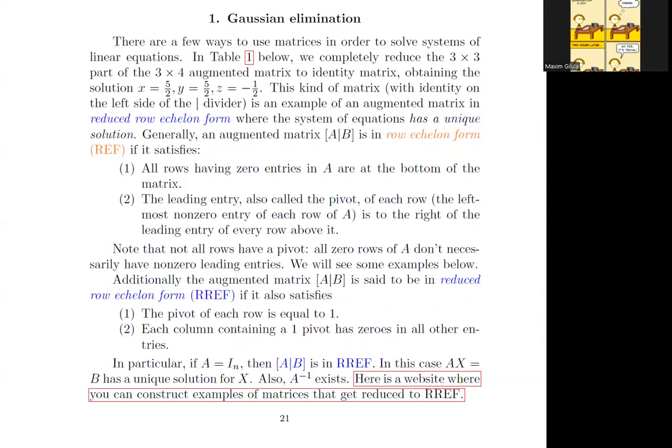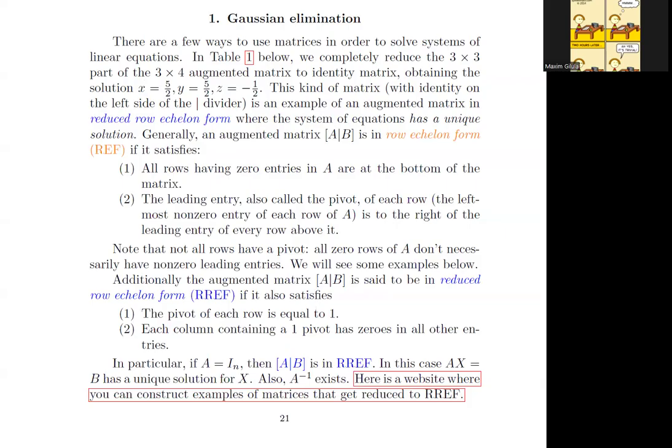So the tool is Gaussian elimination. There's a few ways to use matrices in order to solve systems of linear equations. We'll see a table below. We'll completely reduce a 3 by 3 part of the 3 by 4 augmented matrix to the identity matrix, obtaining, actually that's a typo, we'll obtain something else. But this kind of matrix with identity on the left side of this divider, we'll see soon. It's an example of an augmented matrix in reduced row echelon form.